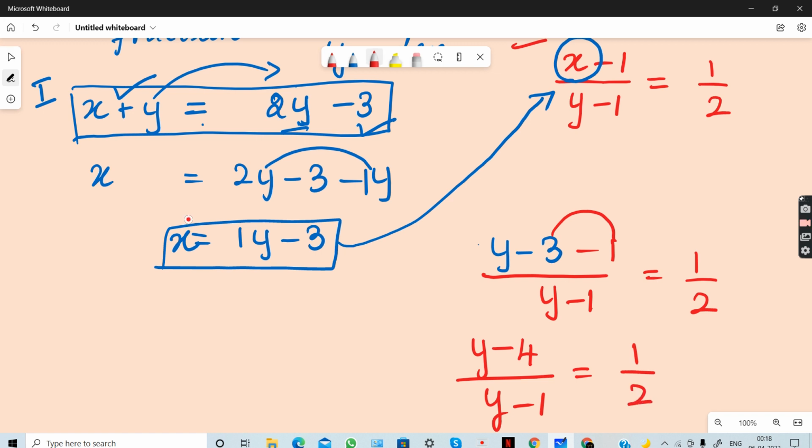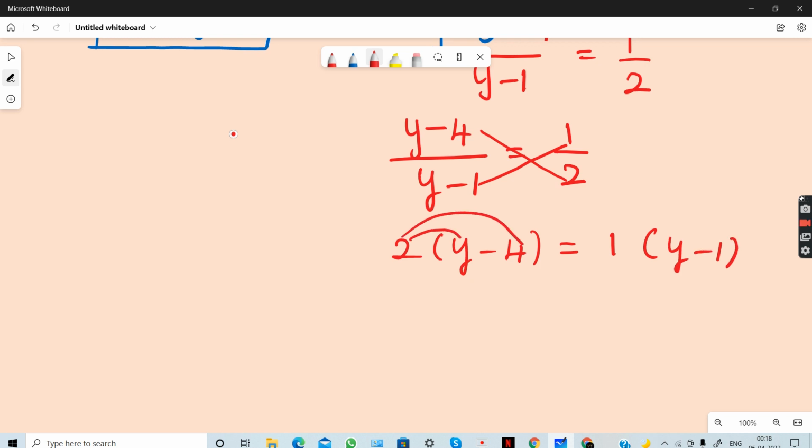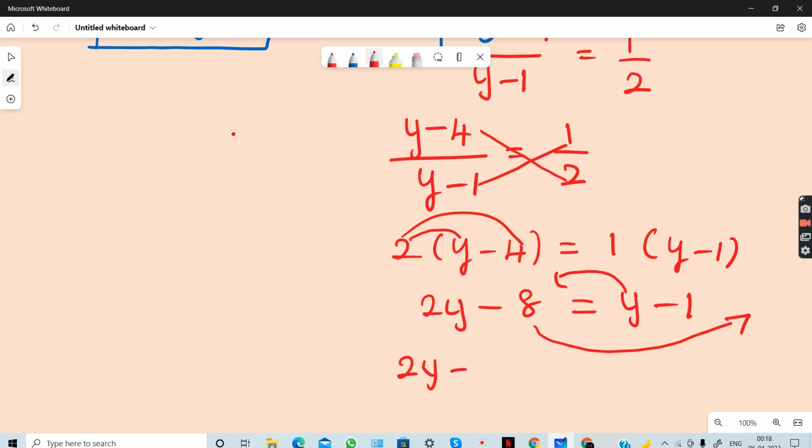Now we are going to find the value of y. That's all, just cross multiplying. So 2 times y minus 4 is equal to 1 times y minus 1. You just multiply like this. So we get 2y minus 8 equal to y minus 1. You can transpose this y here and negative 8 to this side. So what do you get now? 2y minus y is equal to minus 1 plus 8.